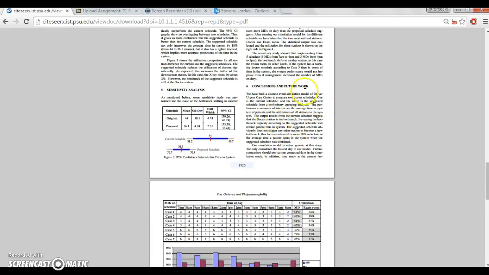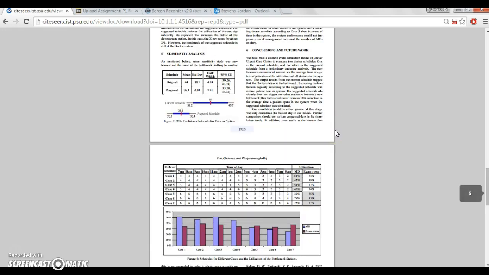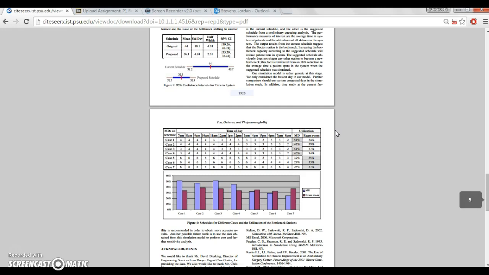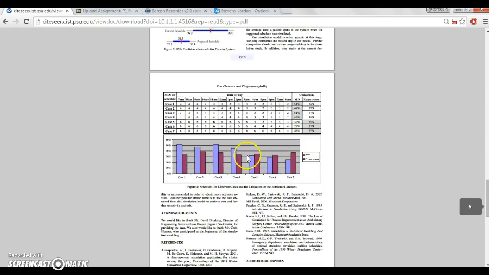They then go on to say how this does not change the bottleneck. It's the same bottleneck. It reduces the time by 18% and it reduces the scheduled utilization. And that is it.